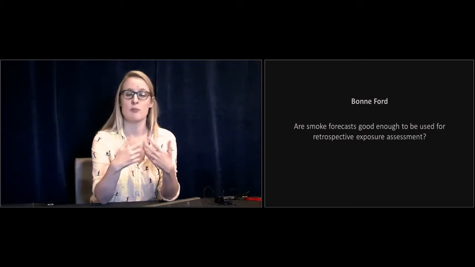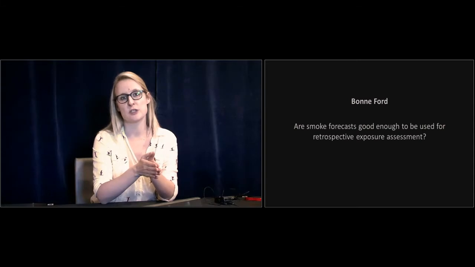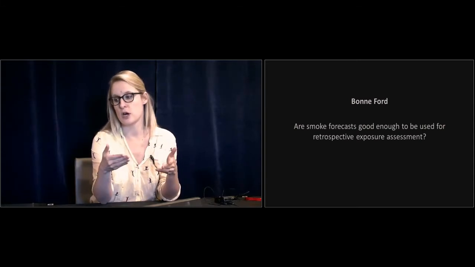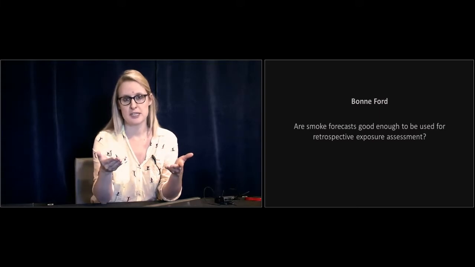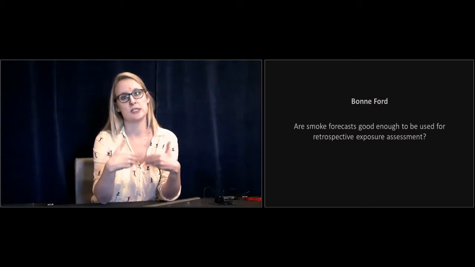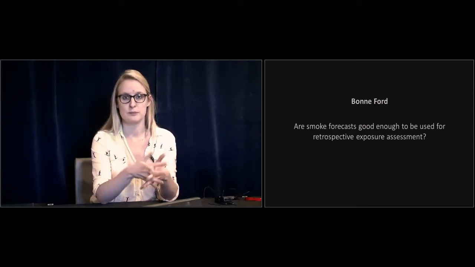I think we're getting a lot better with our smoke forecasts, but it's always going to be that smoke forecasts are better on a shorter time scale. So if we're going to use them for retrospective exposure assessments, we want to use the forecasts that were made closest to the actual exposure time, and they're going to be a lot more useful.